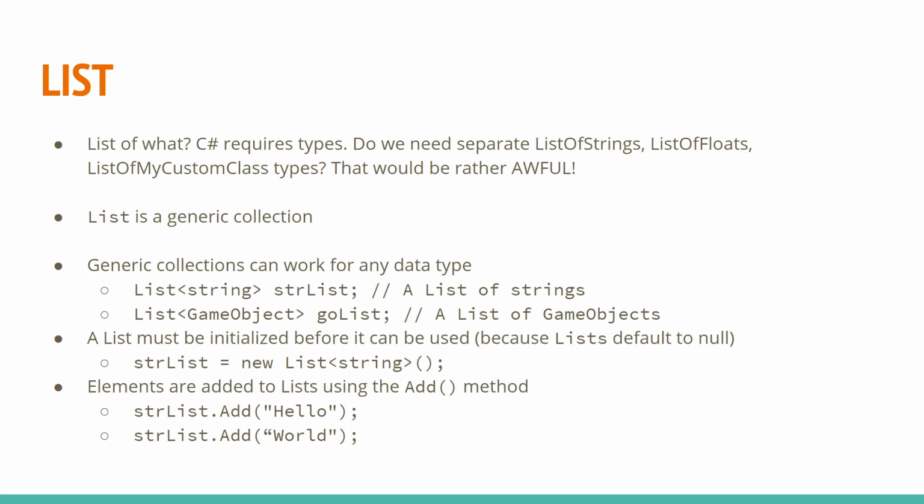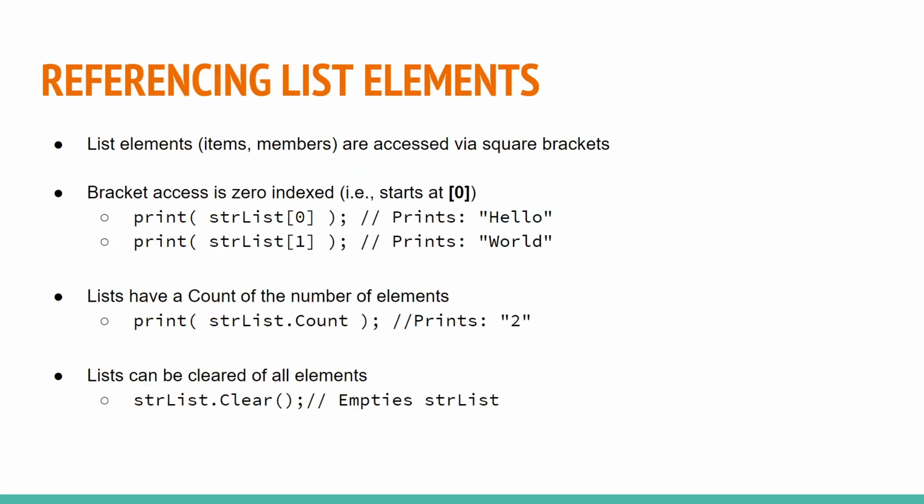So you then start adding elements to the list using the add method. If I have a list of strings and I want to add the string hello to my list, I just say string list.add hello. Then I want to add another string, world. So the 0th element would be hello, and the first element would be world. And you can refer to them by their indices. List elements are accessed via square brackets. It's going to be the same thing for arrays as well. So if in the last example we printed out string list 0, that would give us the hello back, and string list 1 gives us world back.